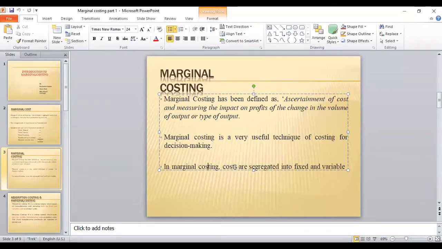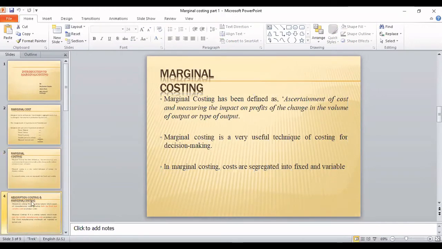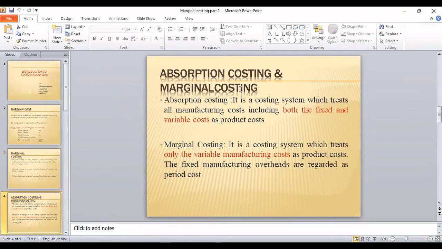In marginal costing, costs are segregated. As I said earlier, marginal costing believes there are two different sets of cost: fixed cost and variable cost. Marginal costing believes that variable cost, the production cost related to the product, is what every organization is supposed to recover. And it believes that fixed cost is a periodic cost, not a product cost, so it can be recovered over the period. Clear, everyone?